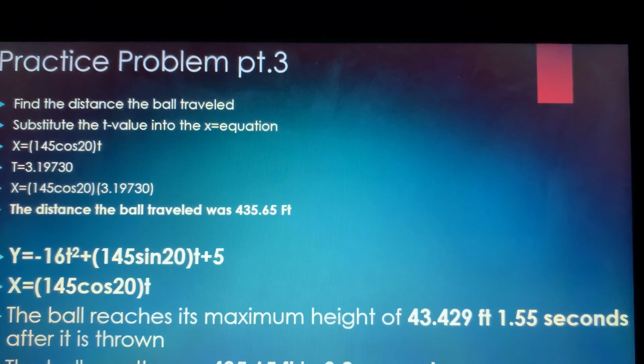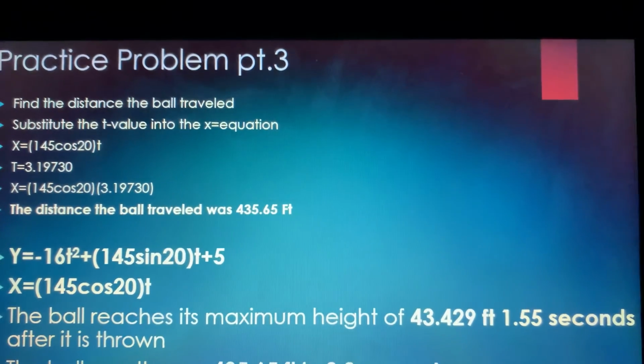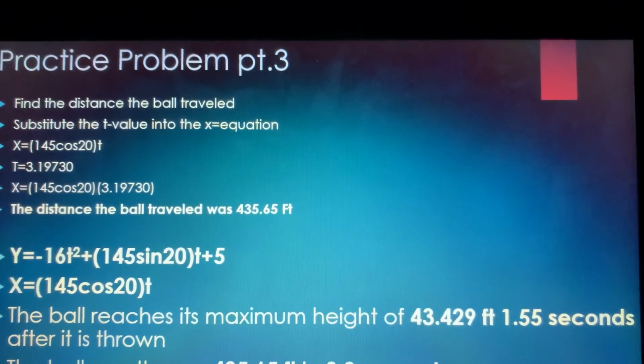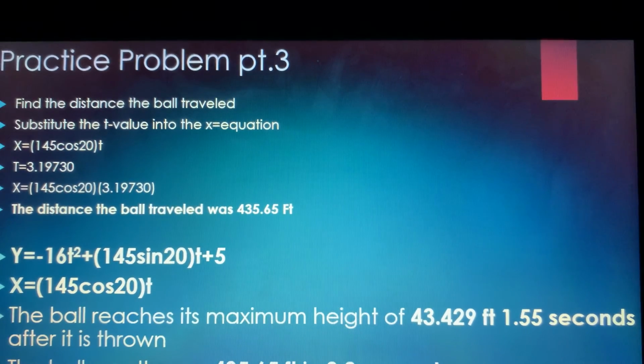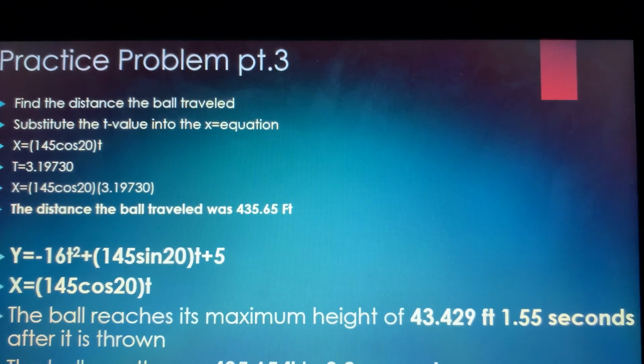So we know our x equation is x equals 145 cosine of 20 all multiplied by t, and t is 3.19730. So we just substitute that in. We get x equals 145 cosine of 20 multiplied by 3.19730. And that means the distance the ball traveled, we put that in the calculator and find out, was 435.65 feet.